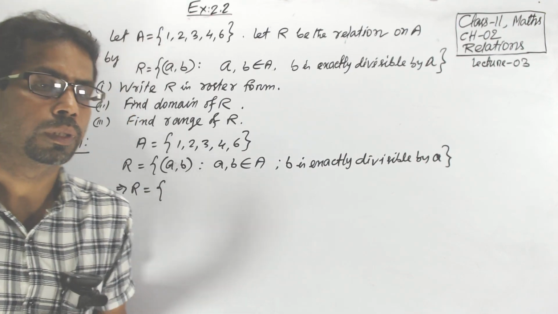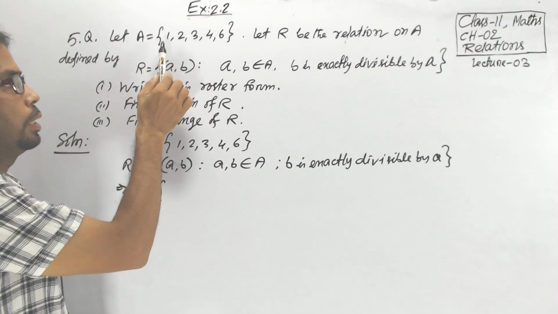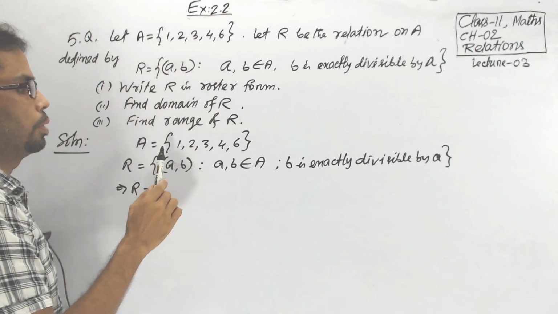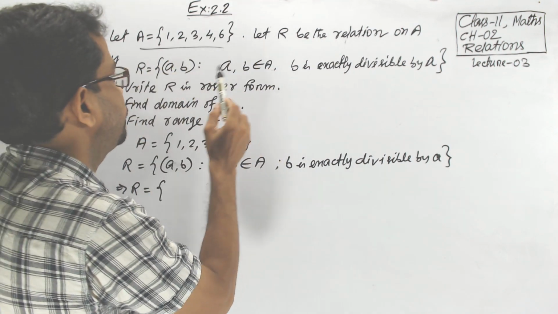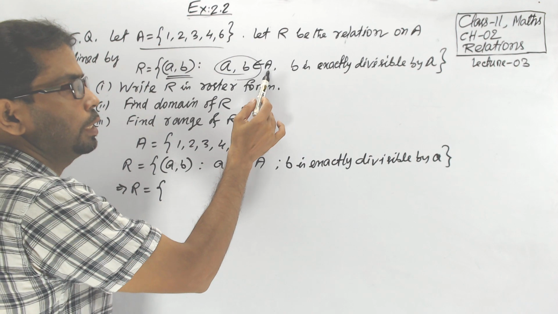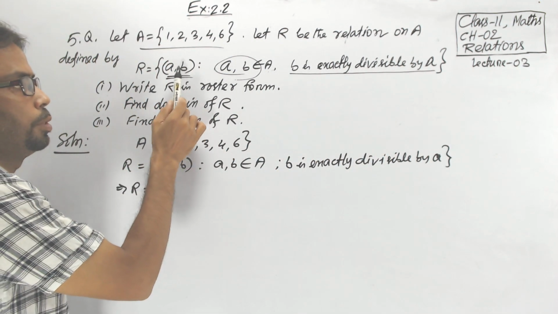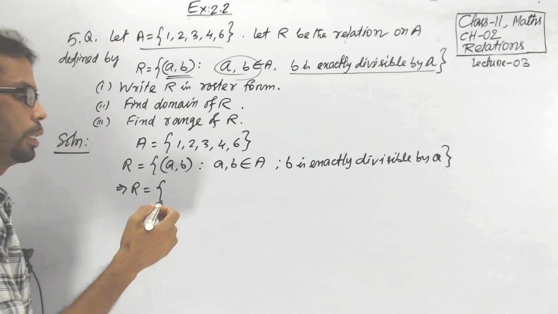Question number 5, it is given a relation on set A {1, 2, 3, 4, 6}. On set A, the relation is made by the pairs (a, b) in which both the components are in set A and the second component is divisible by the first component. B is divisible by A. So I can write the relation first.